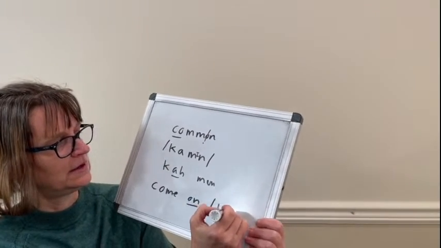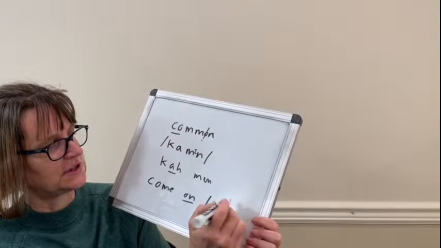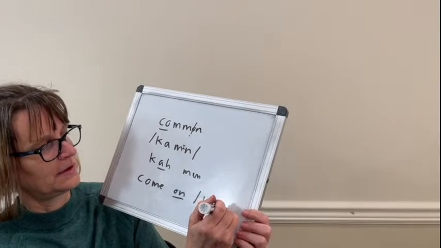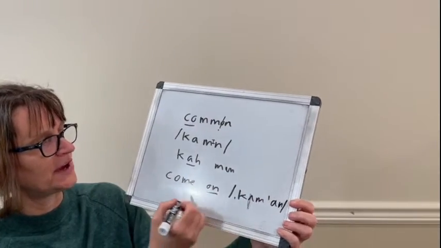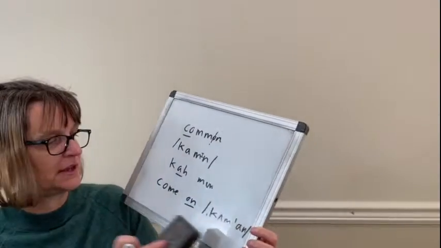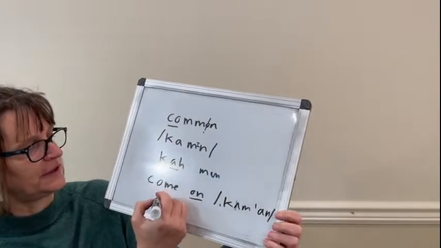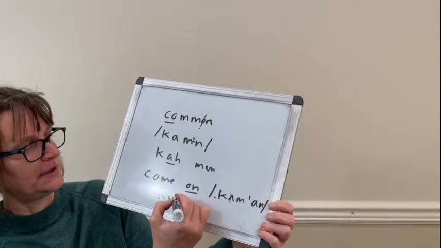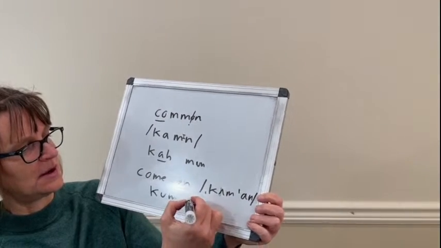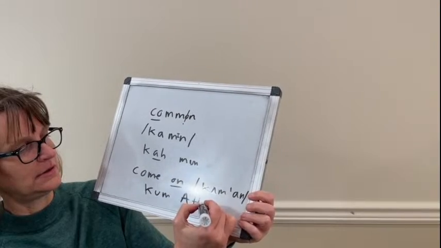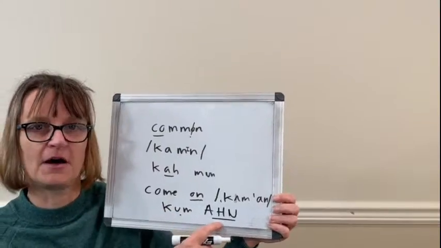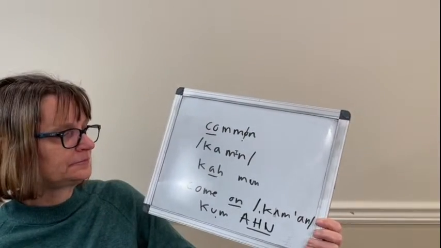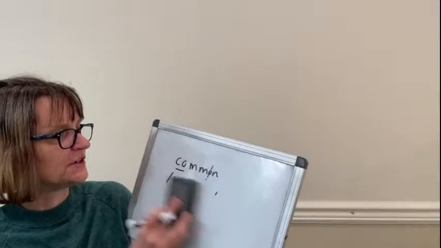It'd be secondary stress here. Come on. But then we also have totally different vowels in "come on" as well. So we have the schwa in the word "come". So you're going to say "come" and then an "ah" vowel in the second syllable. So "common" and "come on". Yeah, great observation. Different vowel sounds, different syllable stress in those two.